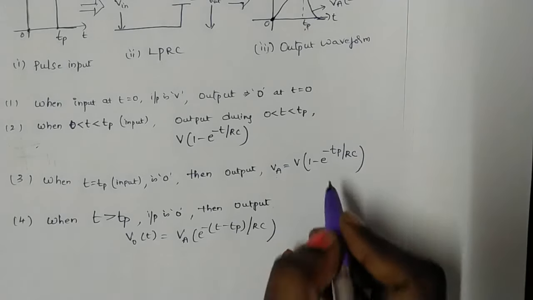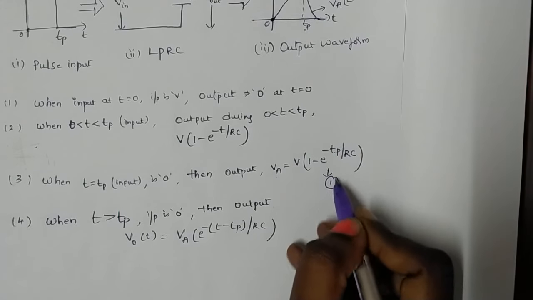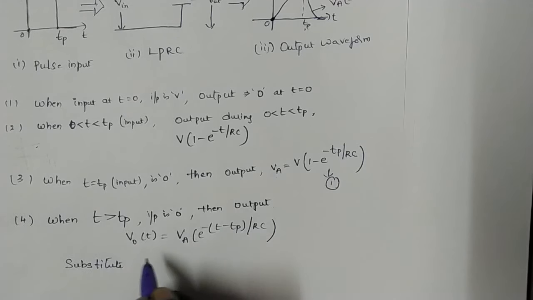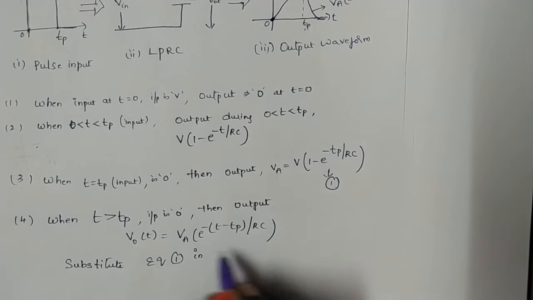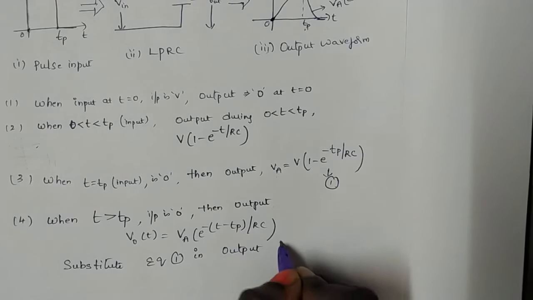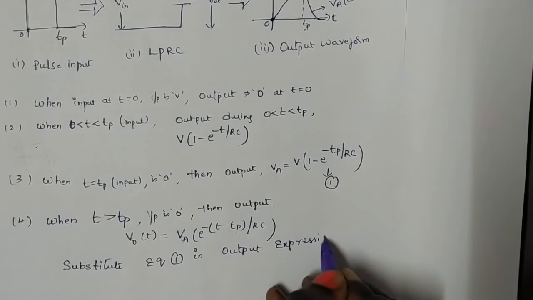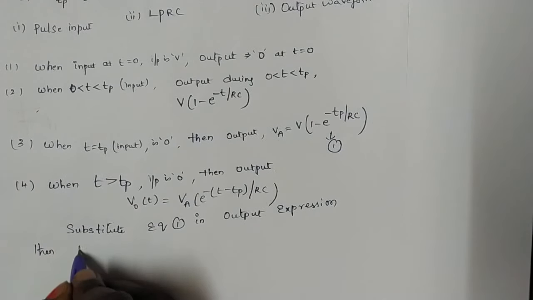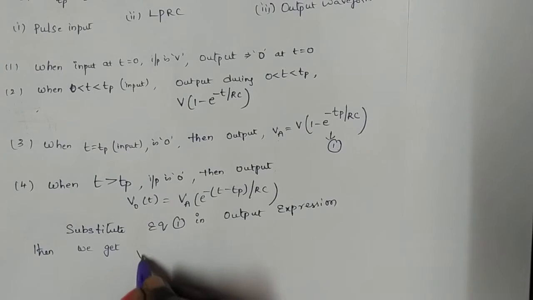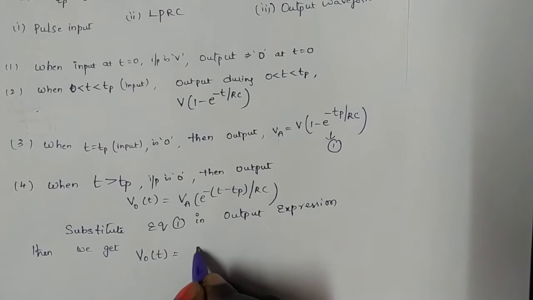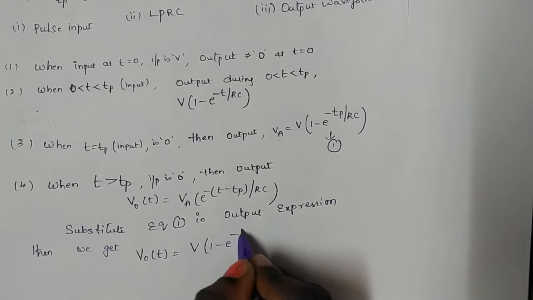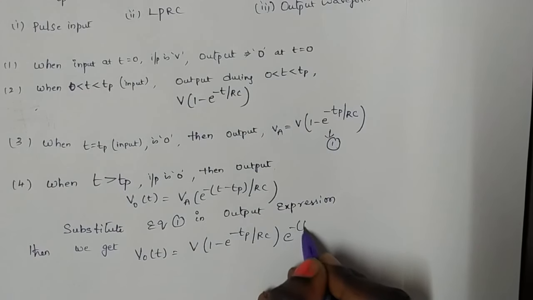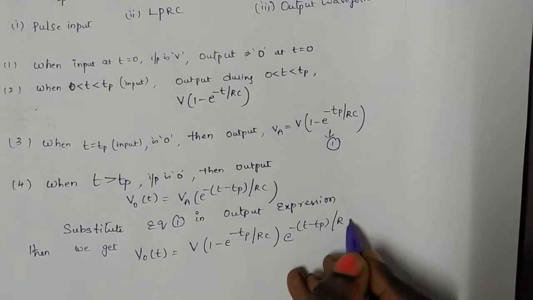But we know the Va, this is equation 1. If you represent this as equation 1, now substitute equation 1 in the output expression, then we get V out of t equal to V into (1 minus e power of minus Tp by RC) into e power of minus (t minus Tp) by RC.